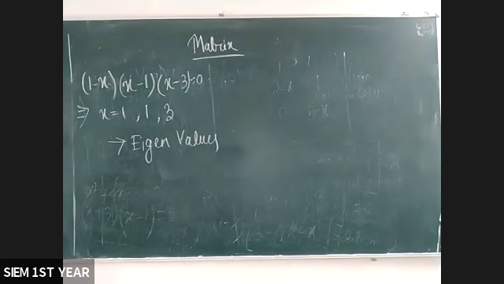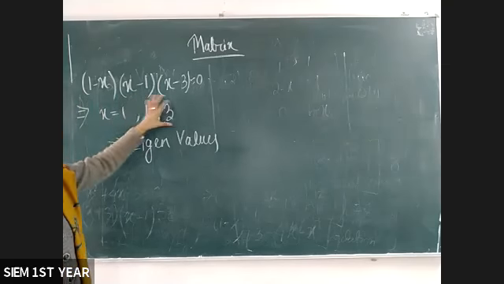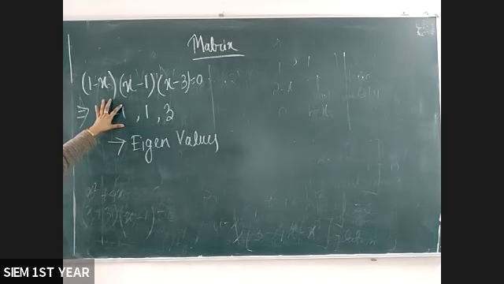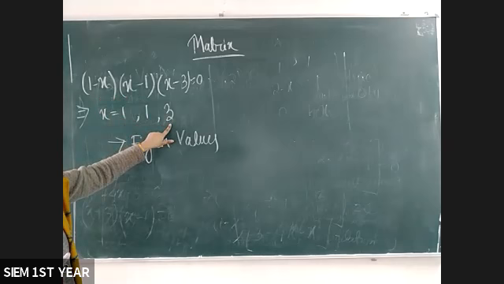Next, we have to find the eigenvector. I already told you another concept, algebraic multiplicity and geometric multiplicity. In this problem, you don't need to compute the algebraic or geometric multiplicity, but here is the concept I just told you. Here x is equal to 1, 1, 3. So 1 occurs 2 times, so the algebraic multiplicity of 1 is 2. Here 3 occurs only 1 time, so the algebraic multiplicity of 3 is 1.